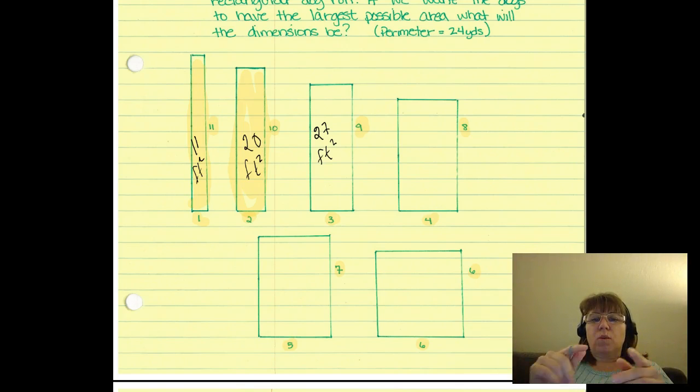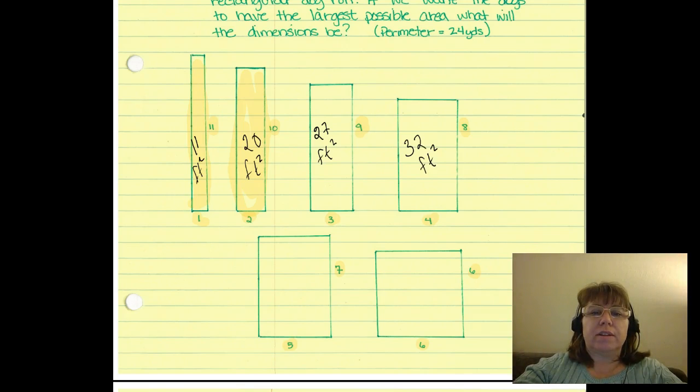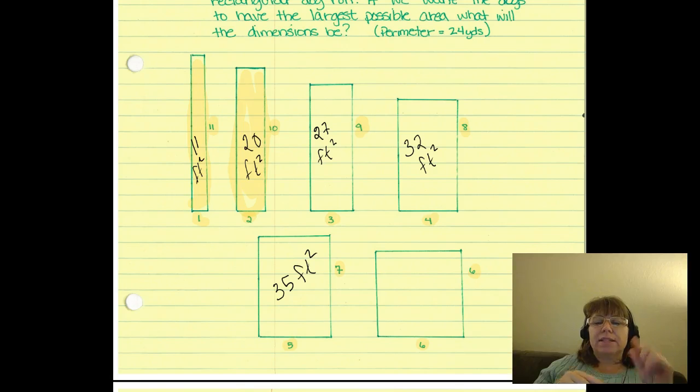The next one is 4 by 8. 4 times 8 is 32 feet squared. The fifth shape is 5 by 7. 5 times 7 is 35 feet squared. And then our last one is 6 by 6. 6 times 6 is 36. So it appears that the largest shape that I can have is 36 feet squared, the largest area.